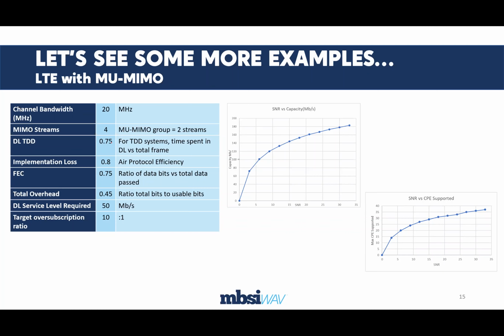So if I take 2 streams of MU-MIMO in 2 groups, if I break the sector up into 2 groups only, on a 20 megahertz channel at my same 20 dB signal to noise ratio, if that's my average, now I'm talking about 140 or 140 plus megabits or so on the sector. And then in my 50 megabit service, I'm talking about 30 CPE per sector. In a rural environment, that's probably not bad. That's okay.